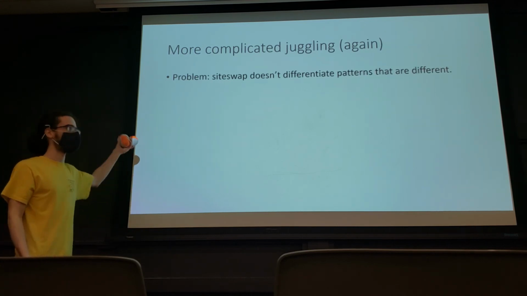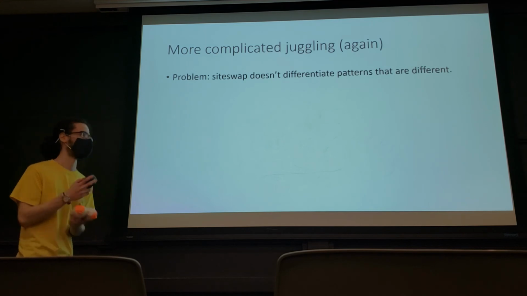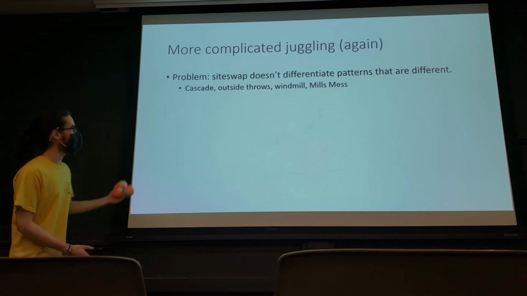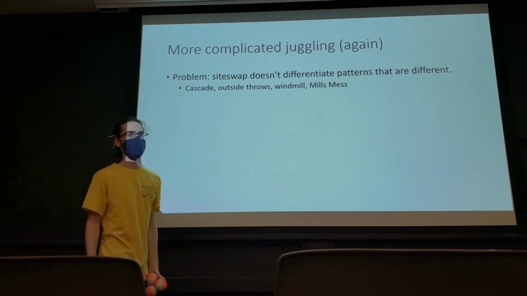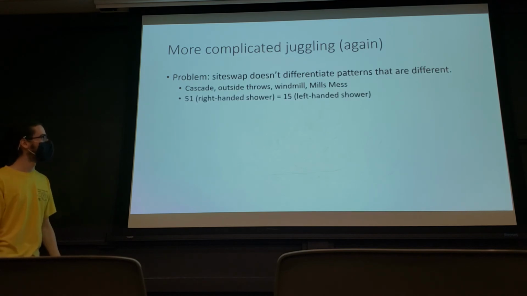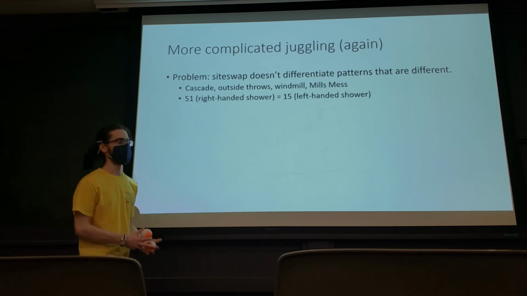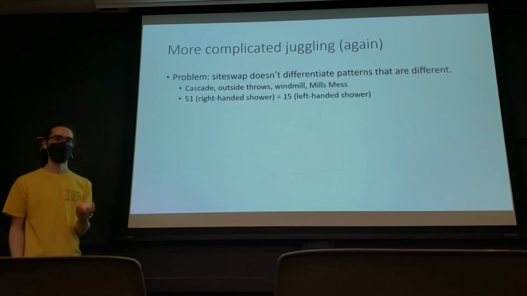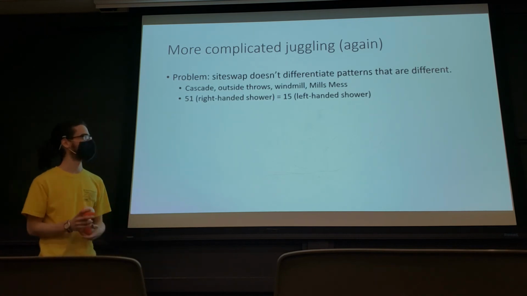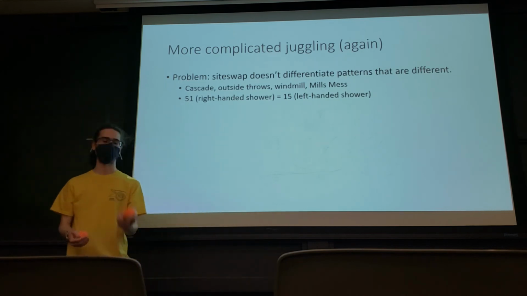And you can come up with endless extensions of siteswap to notate different things like throwing under arms and throwing under legs and behind the back or whatever. So here's some examples. So cascade, outside throws, windmill, nose mess. These are all the same pattern in terms of siteswap. And there's another thing that can happen. So siteswap, as I mentioned, doesn't know that we have 2 hands. So this pattern 5-1, which is a right-handed shower, maybe you want to consider it different from 1-5, which is a left-handed shower, which I'm not very good at.